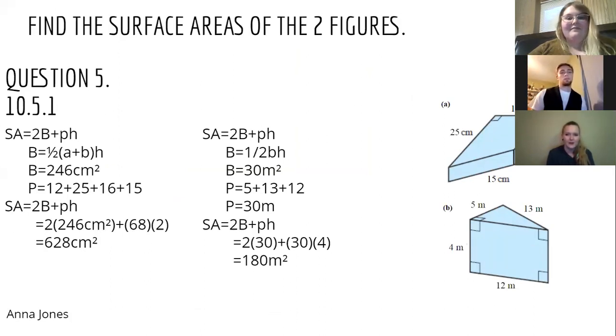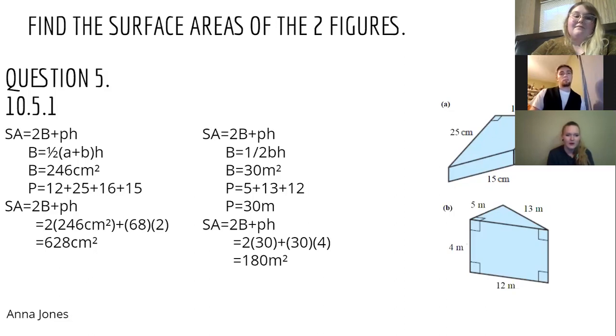So for this first figure, figure A, you see all the measurements clearly right there in the figure. So we're just going to go ahead and start with the formula. SA, being surface area, equals 2B plus PH. All right, so first we're going to find the base. B equals 1/2 times A plus B times H, and that's going to give us B equals 246 centimeters squared.